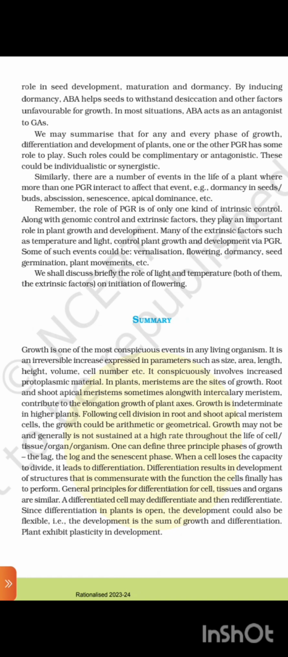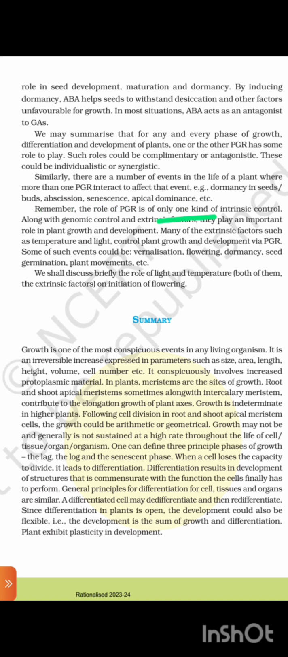We may summarize that for any and every phase of growth, differentiation, and development of a plant, one or the other PGR has many roles to play. Such roles could be complementary or antagonistic. These could be individualistic or synergistic. Similarly, there are a number of events in the life of a plant where more than one PGR interact to affect that event. Example: dormancy in seed, bud, abscission, senescence, apical dominance, etc.